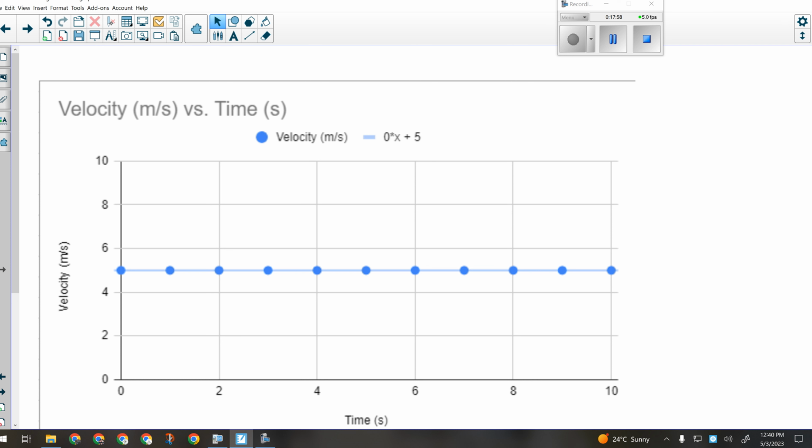It's like holding the same velocity. Right. This is a graph of something going at a constant velocity of what? 5 meters per second. Okay? We can tell that because we can read the number. It's 5 right off the graph.